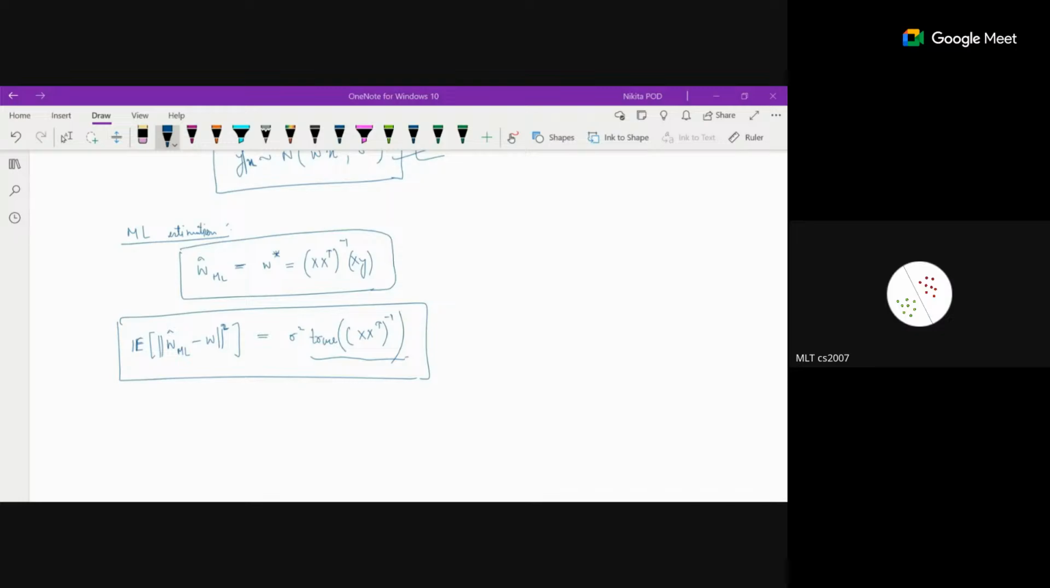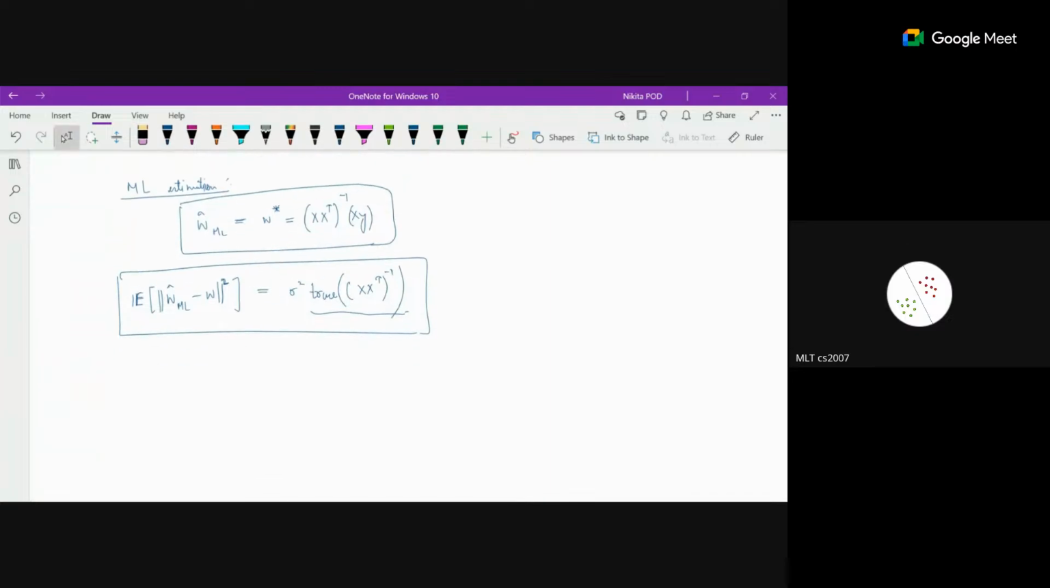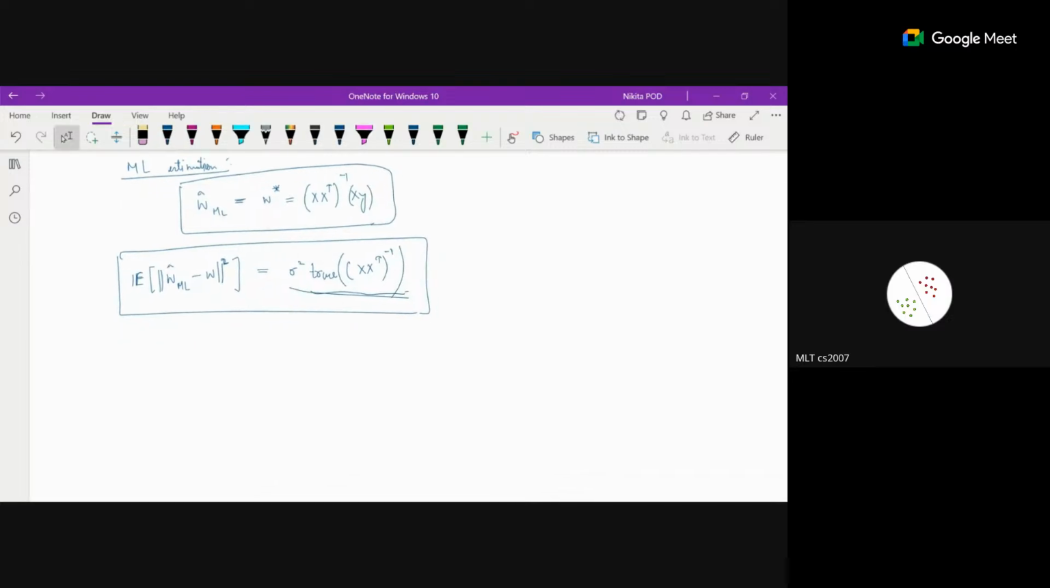So now the proofs have not been given. I hope the proofs were shared with you and you have seen this, but proofs are not required at this point of time. So what we will see now is what this trace of (X X transpose) inverse is. In general, for any matrix X.